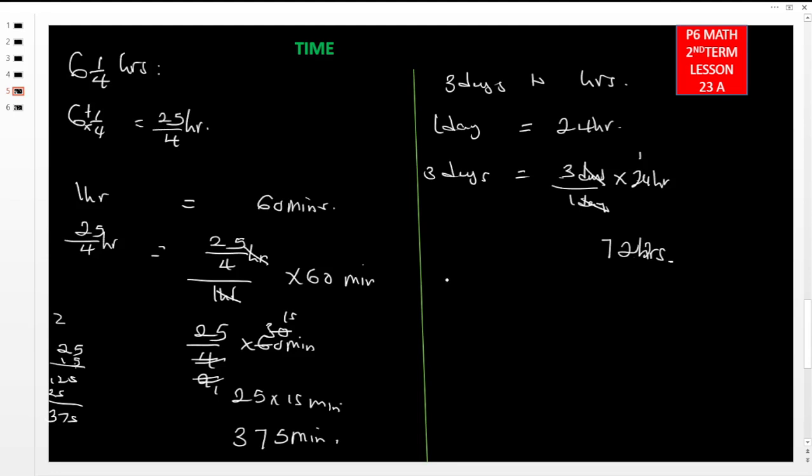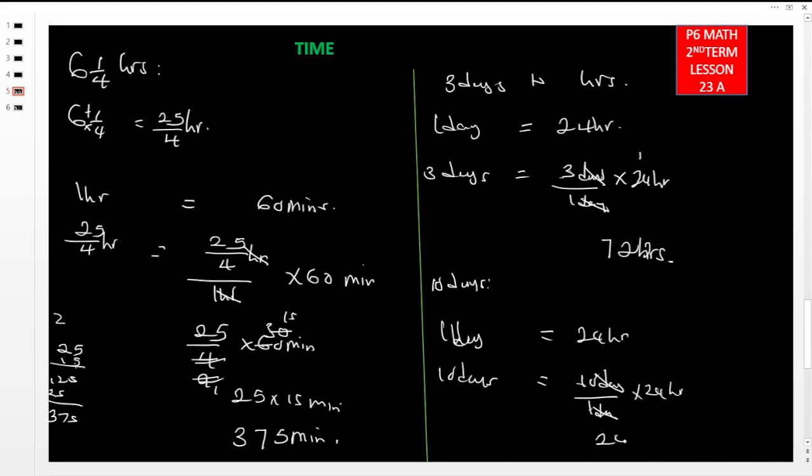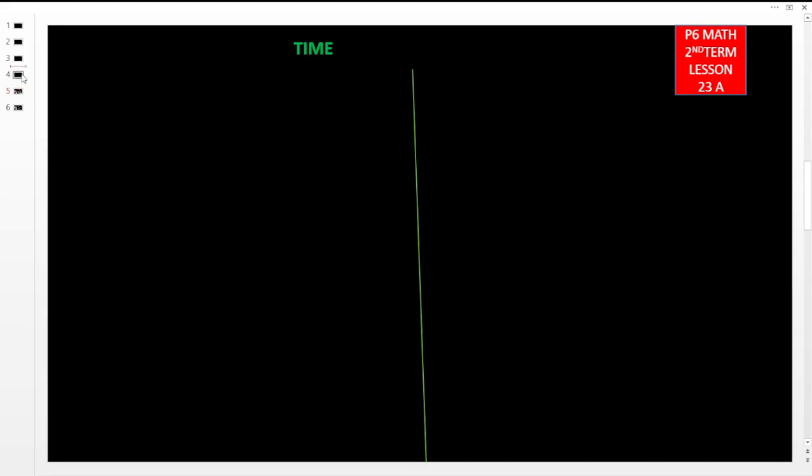How about 10 days here? Leading statement, one day has 24 hours. Then how about 10 days? So 10 days, inverted L, days over one day times 24 hours. So a day with a day, 10 times this one, we come up with 240 hours, just in 10 days there.